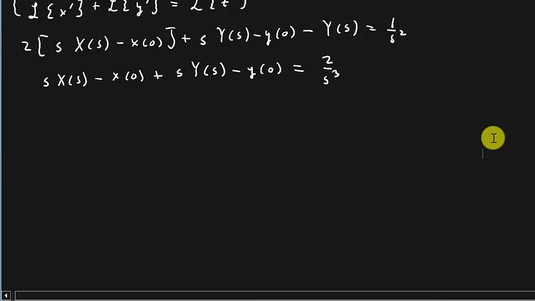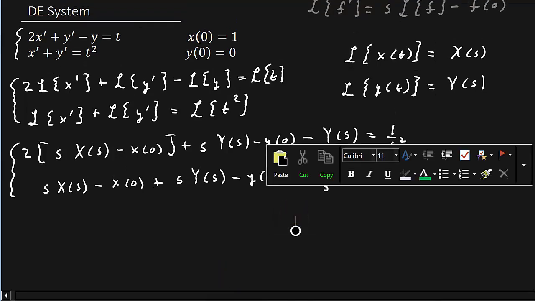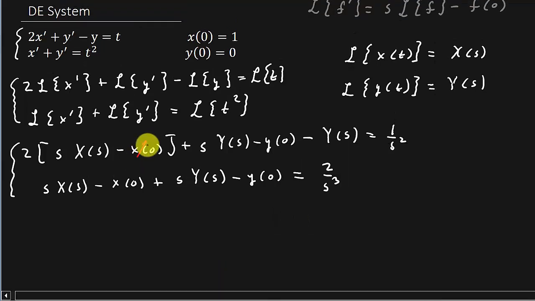All right. So now I've got these two grouped together. What I'm going to do here is distribute the 2. And we also know from up here that x of 0 is 1. All right, x of 0 is 1. Y of 0 is 0. And so this is going to be 2s, capital X of s, minus 2. I'm distributing the 2.